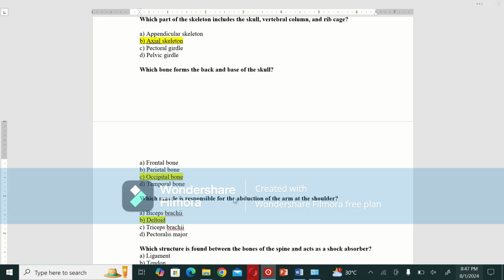Which muscle is responsible for the abduction of the arm at the shoulder? A. Biceps brachii, B. Deltoids, C. Triceps brachii, and D. Pectoralis major. So the correct option is B.